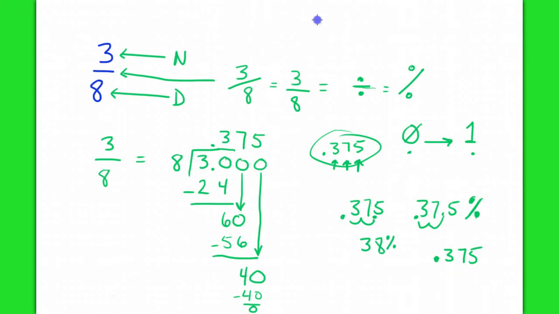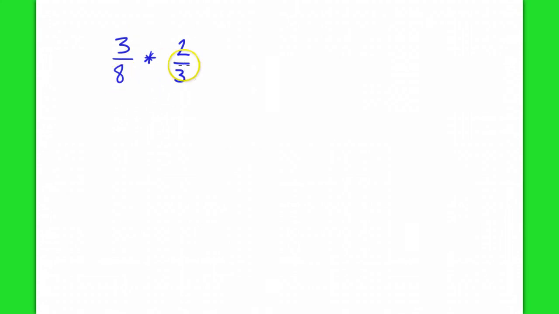Now as a ratio, this is 3 to 8. And this is a key element of a fraction, the fact that it is a ratio. And that ratio aspect, and the fact that it is a ratio, is what allows us to do what's called cross-canceling. And let's look at cross-canceling real quick. So here we see 3/8 multiplied by 2/3. Now, when it comes to multiplying fractions, we don't need to find a common denominator. We're just multiplying straight across.